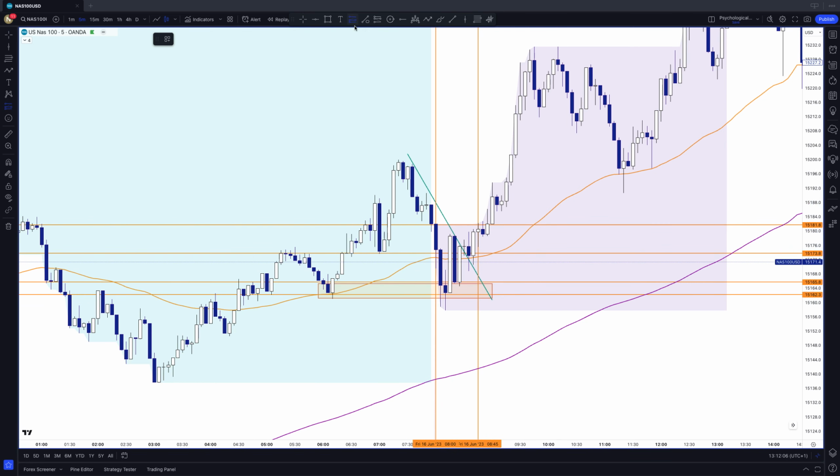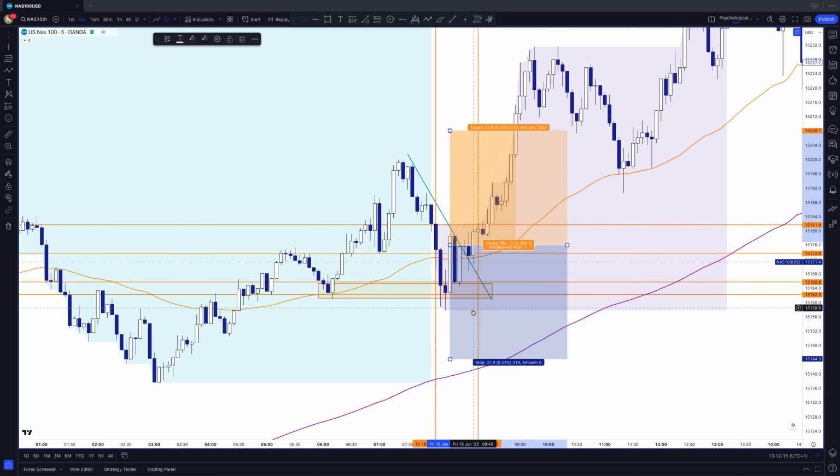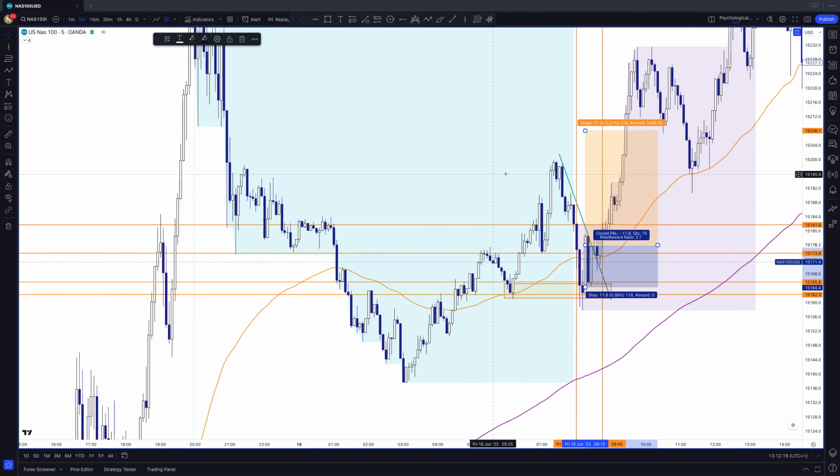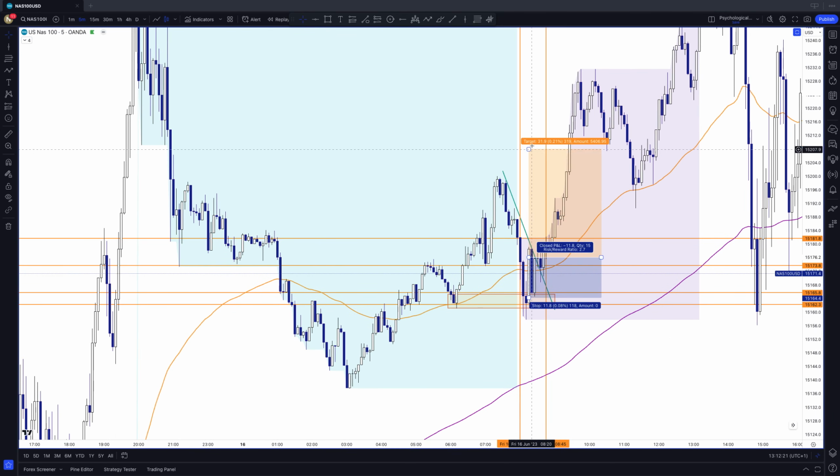So where I would have gotten into the market would be probably over here after this second push. That's where I would have gotten into the market, right here. Right here, put my stop loss below, and what would I target for my first profit target?